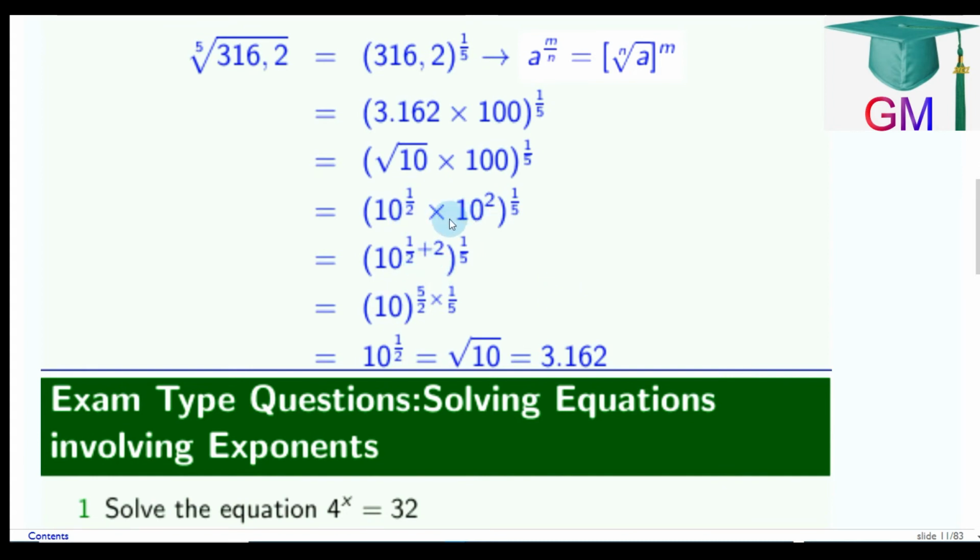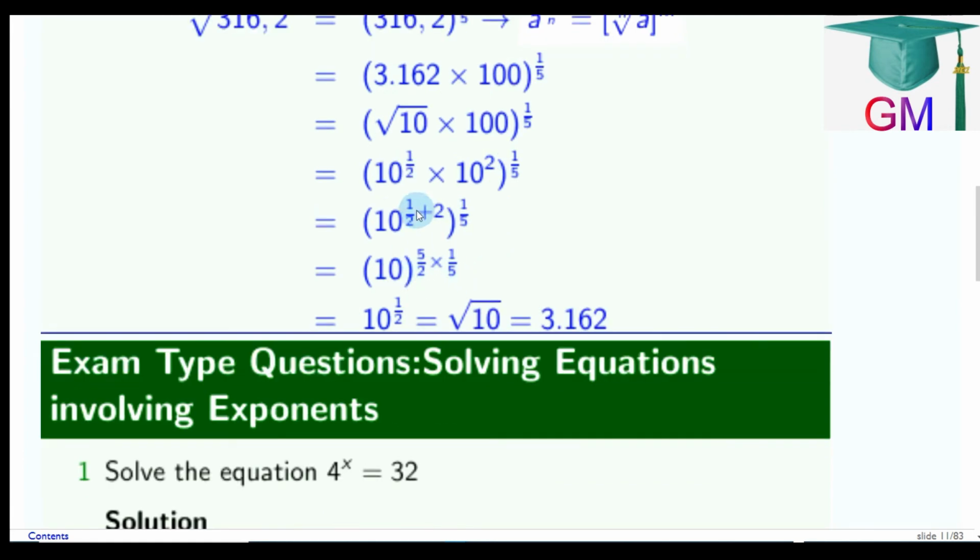Now, when we have this case, remember our law, a to the power of m times a to the power of n, we have to add the powers. Since the base is the same, that's exactly what happened. It's 10 to the power of half plus 2. We added the powers here. The 1 over 5 is still coming down. I haven't touched it yet.